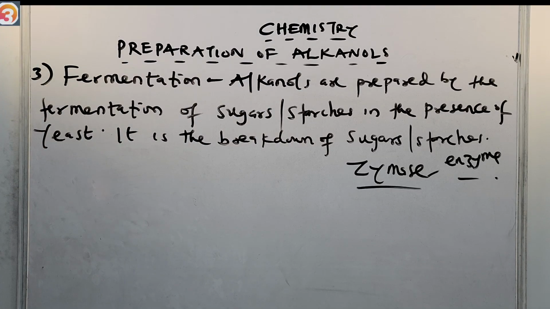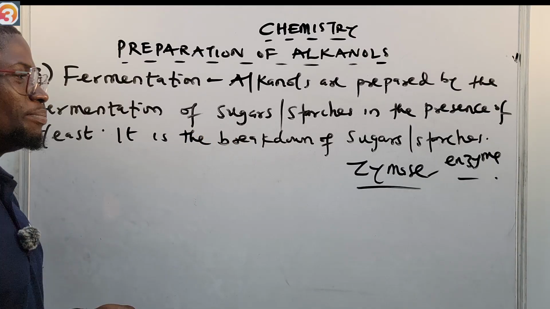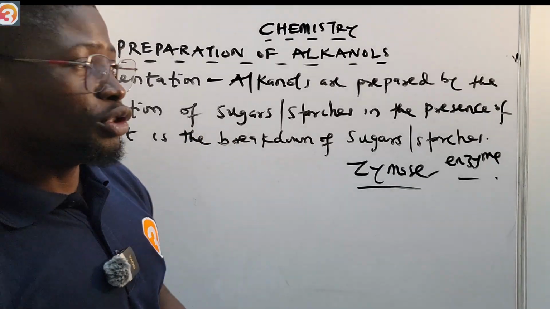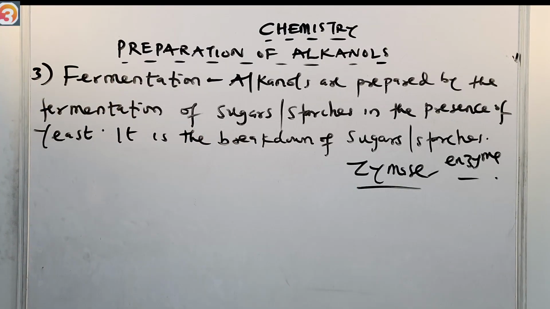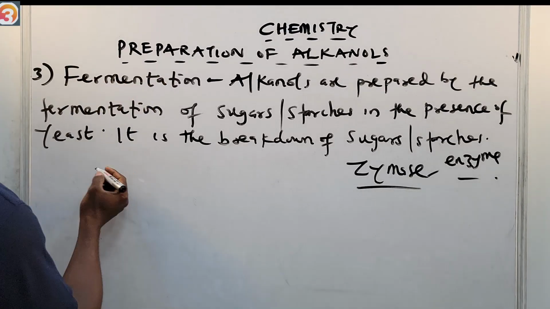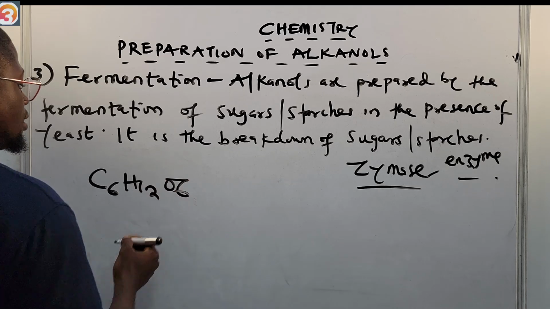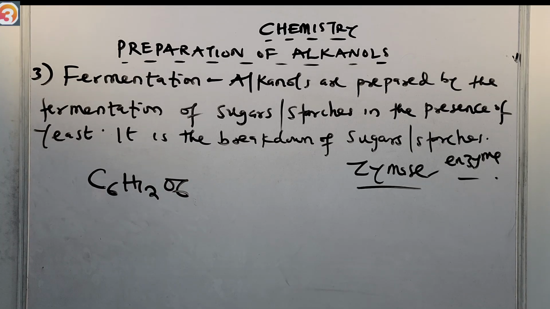All right, so fermentation. Alkanols can be prepared by the fermentation of sugars or starches in the presence of yeast. It's the breakdown of sugars or what? Starches. So let us see an example. Let's say we have a sugar, like glucose, C6H12O6. That's our glucose, C6H12O6.